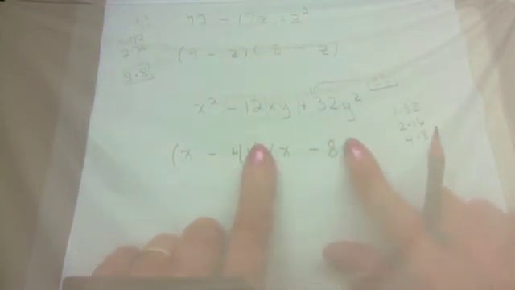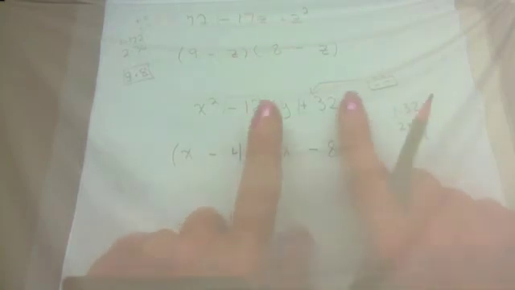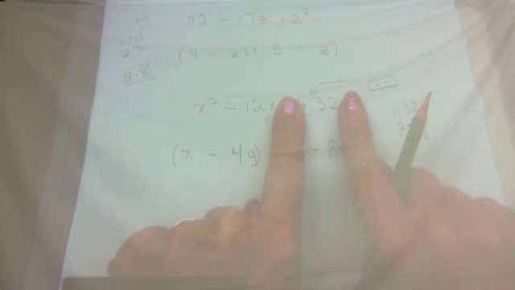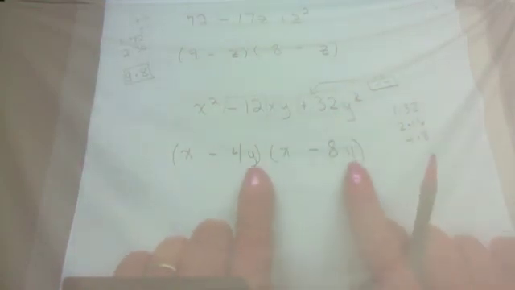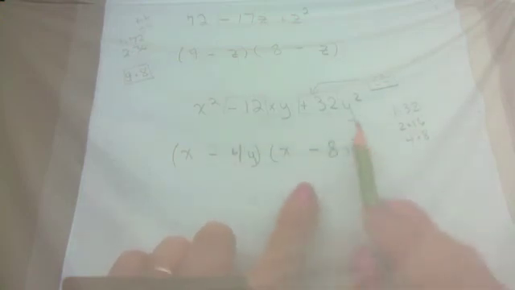So before we didn't have the y, we just had x minus 4 and x minus 8, and if the y wasn't there, that's what we would have. We'd have x squared minus 12x plus 32, but if we put the y in here, you're going to get the y terms in there.